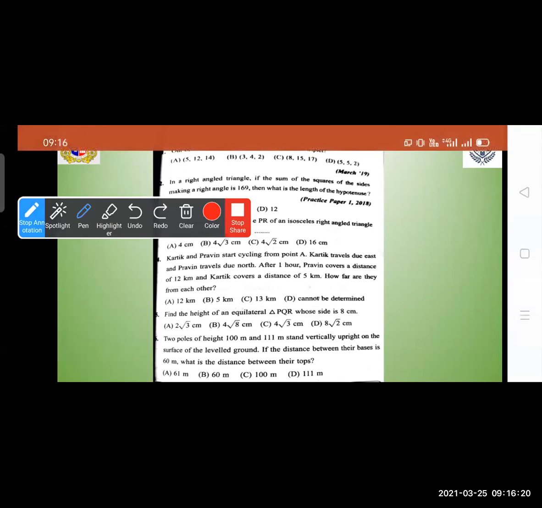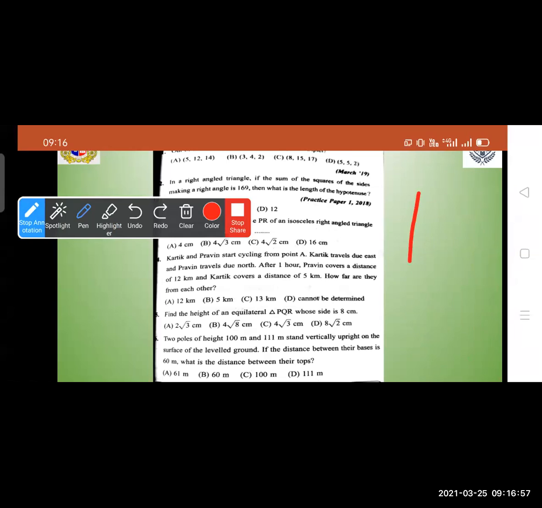Sum of the square of the side means when we draw the right angle triangle, इन दोनों का, ये A है और ये B है, इन दोनों की साइड के स्क्वायर यानी A स्क्वायर प्लस B स्क्वायर दिया आपको 169. So hypotenuse is always the square root of this. So that is equal to 13. So 169 का square root, that is equal to 13.